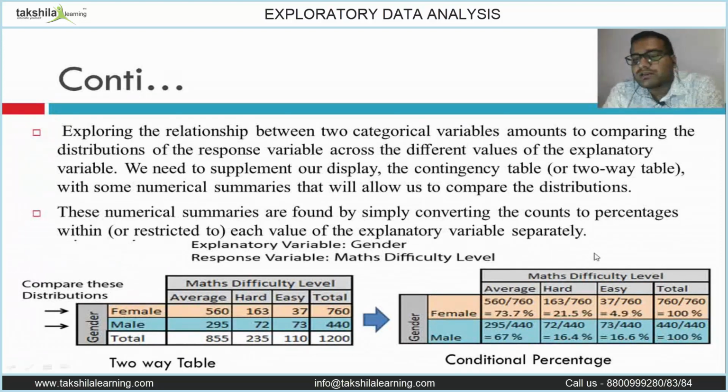Similarly we can conclude by using the percentage. So 73% of the female find math average, 21% of the female find it hard, like they are feeling the math is very hard. Similarly 4.9% think okay, it's easy, right? So we can conclude like that. This is the conditional percentage, and this is the two-way table to compare two different kinds of categorical variables.